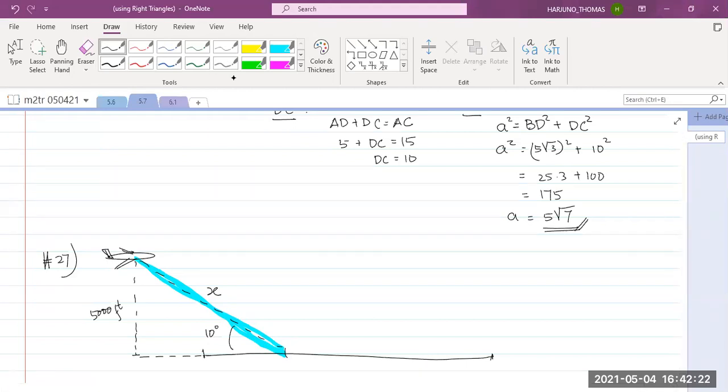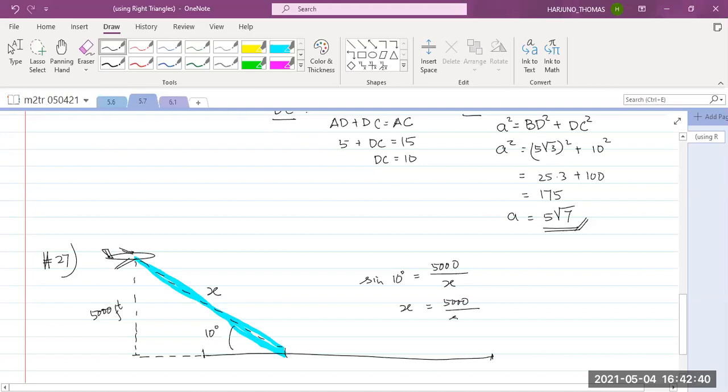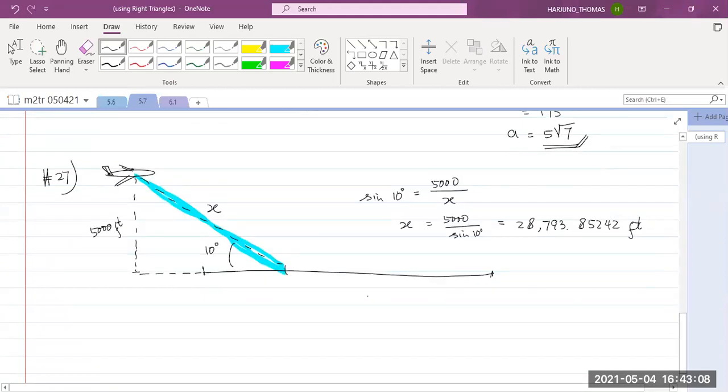So what relates 5,000 feet, 10 degrees, and X? That's the sine, right? Sine 10 degrees equals 5,000 over X. So X is 5,000 over sine 10 degrees. I get 28,793.85242 feet. That's if I try to be 5 decimal places accurate. Now, if we round to the nearest 100 feet, that X will be 28,800 feet, right? To the nearest 100 feet.